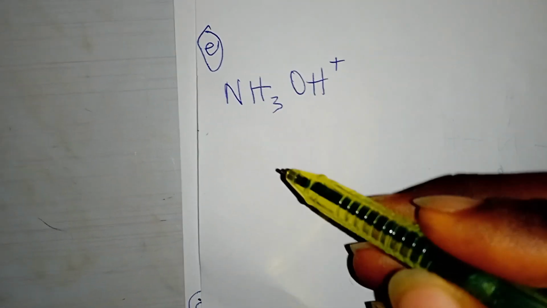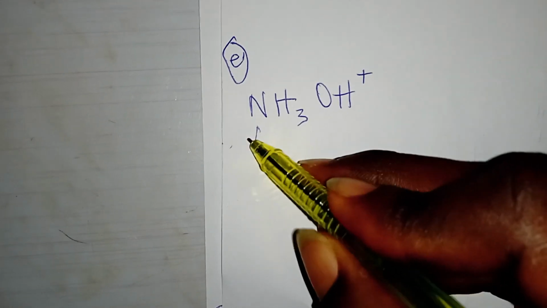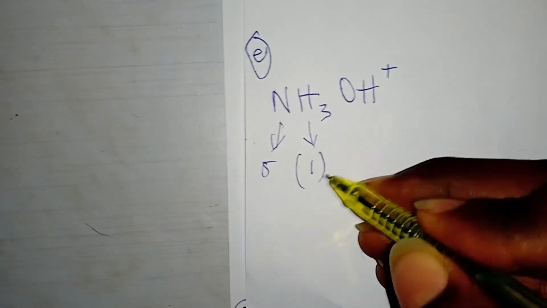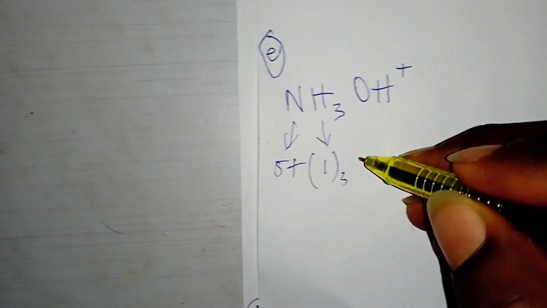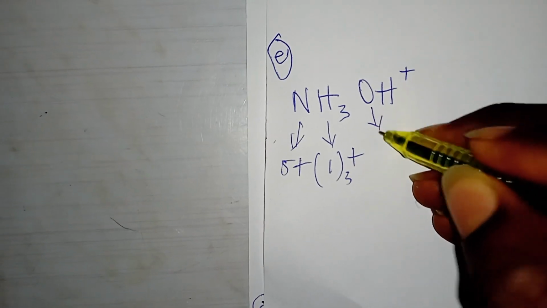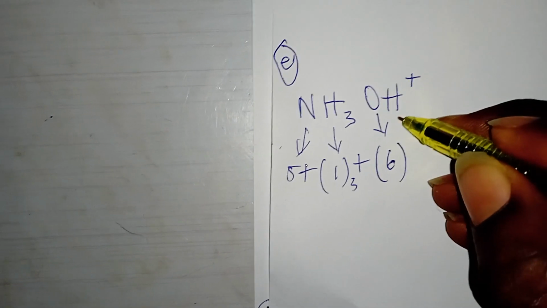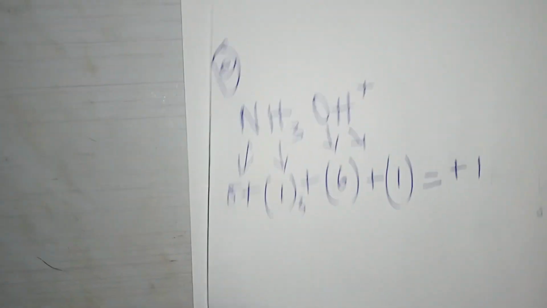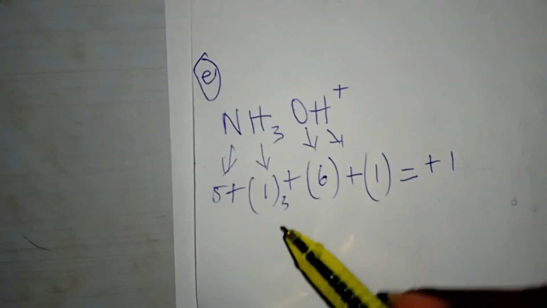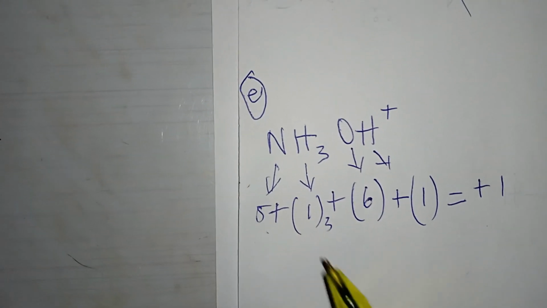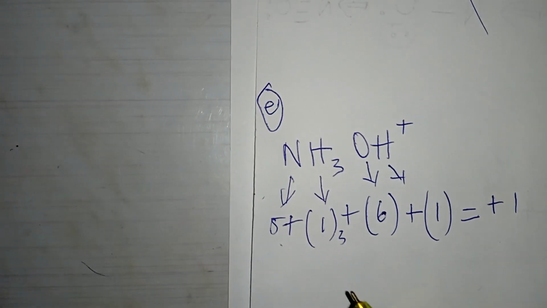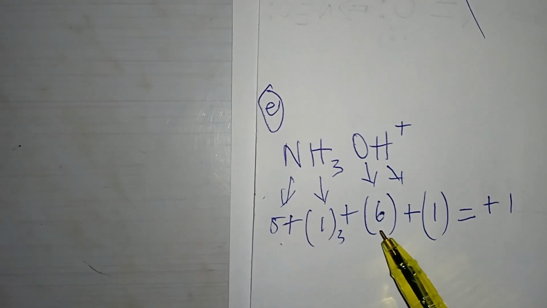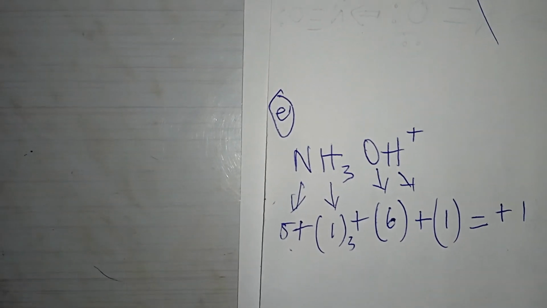So over here we have nitrogen, which has 5 electrons in the atomic shell. We have hydrogen, which has 1, and it's by 3 here, it's triatomic. Plus oxygen, it has 6 in the atomic shell. Plus, all equals to plus 1. So 5 plus 3 is 8, 8 plus 6 is 14, 14 plus 1 is 15.